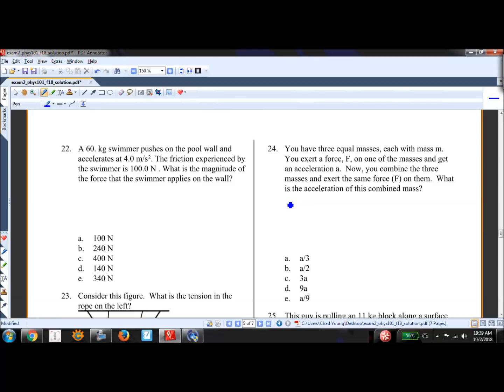A 60 kilogram swimmer pushes on a pool wall and accelerates at 4 meters per second squared. The friction experienced by the swimmer is 100 newtons. What is the magnitude of the force the swimmer applies to the wall?